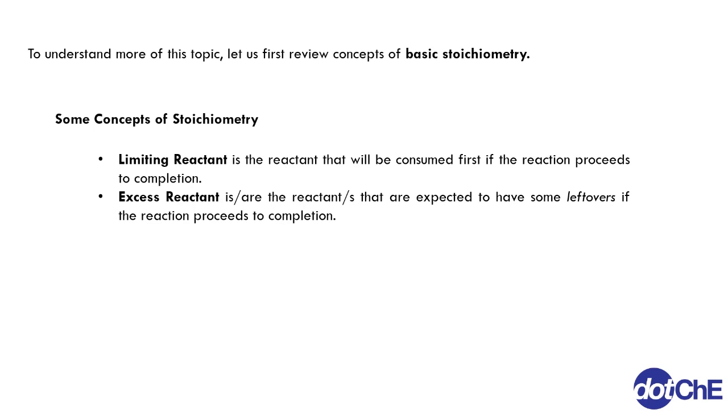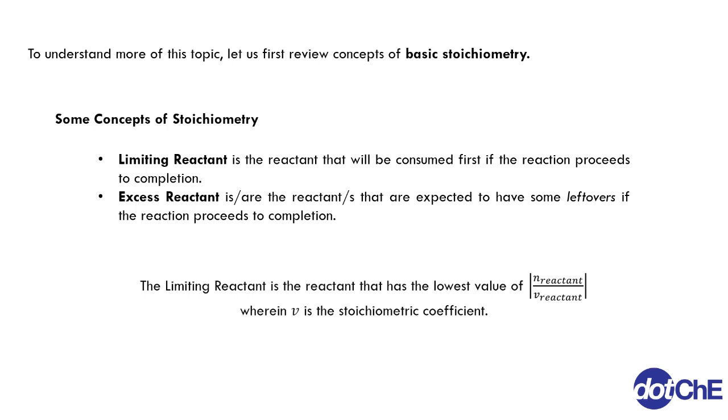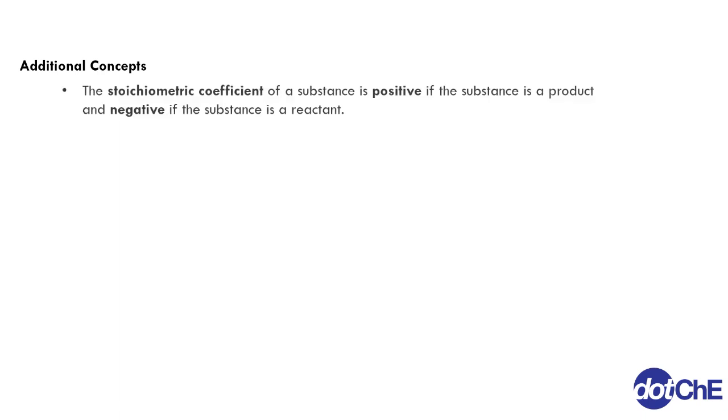We could find out the limiting reactant by dividing the molar amount by the stoichiometric coefficient of all substances and getting the lowest value. As we shift from Chem to ChE, we shall introduce some additional concepts that will help us in our calculation. First, the stoichiometric coefficient is positive if the substance is a product, while it is negative if the substance is a reactant. Then we shall consider different characteristics of reactor performance.